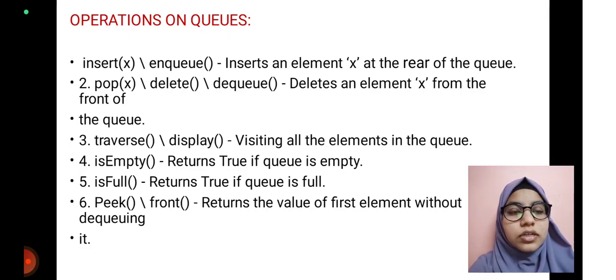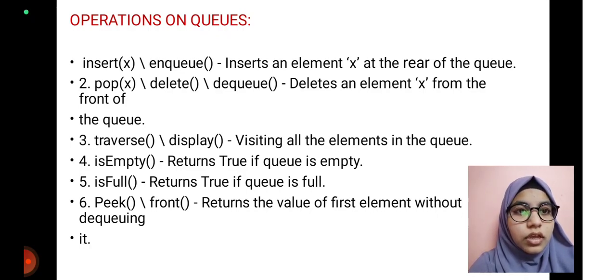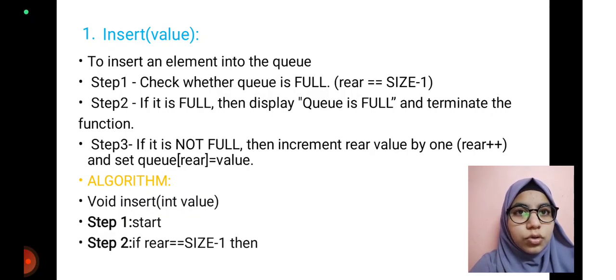Fourth, is empty. Returns true if the queue is empty. Fifth, is full. Returns true if the queue is full. Sixth, peek or front returns the value of the first element without dequeuing it. Let us know in detail the operations on queues.